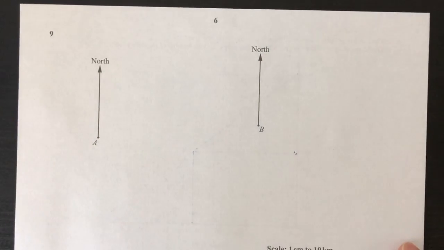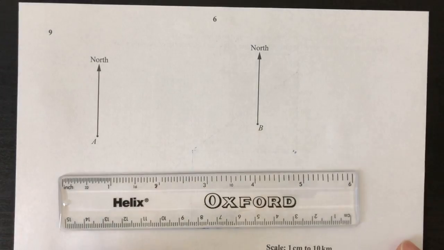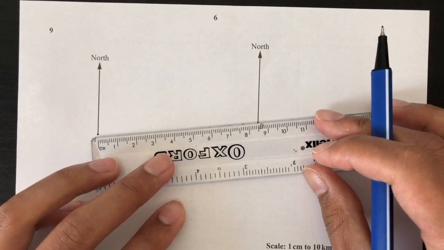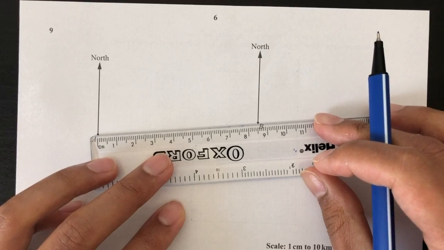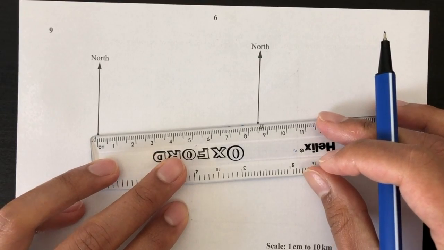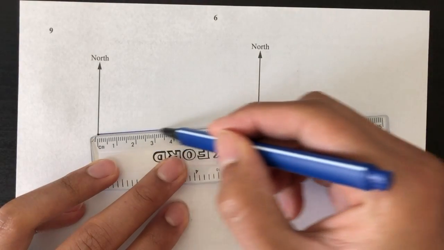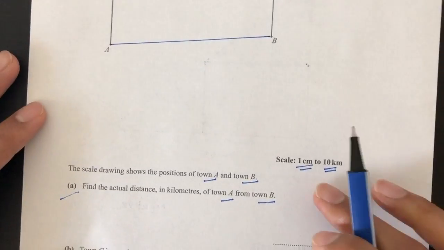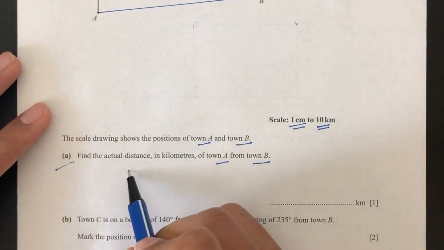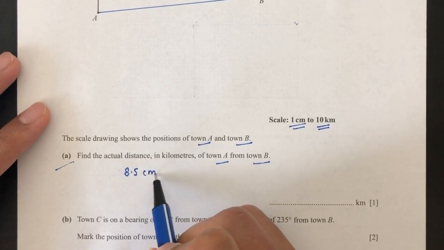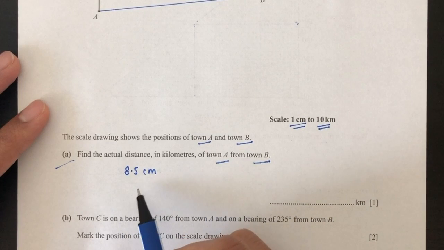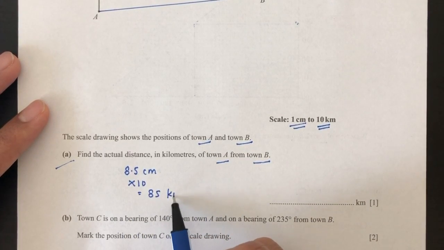So let's see, what is the distance from A to B? If you connect them, let's see how far they are from each other. For me, it shows to be 8.5 centimeters. We have to use the scale here. So 8.5 centimeters on the drawing, and we know that 1 centimeter represents 10 km. So 8.5 times 10 will be 85 km.